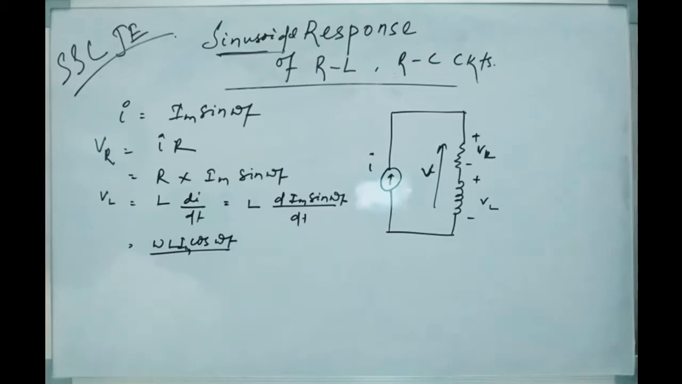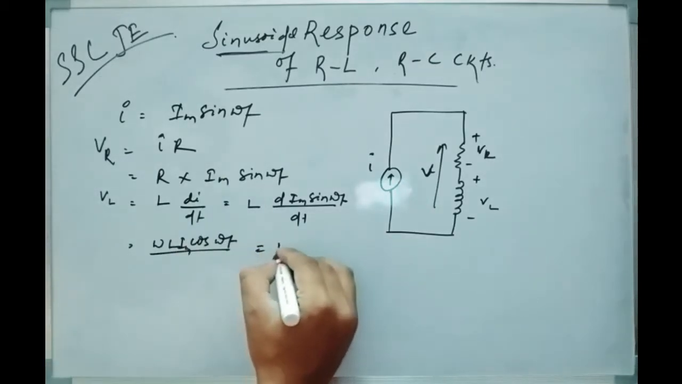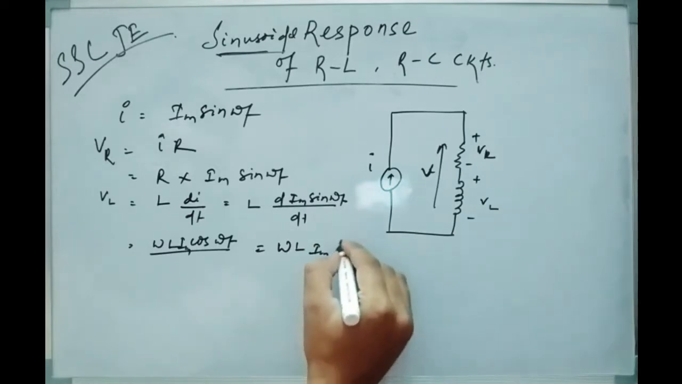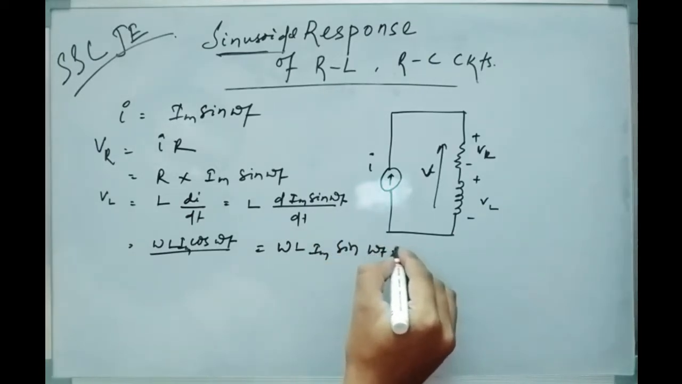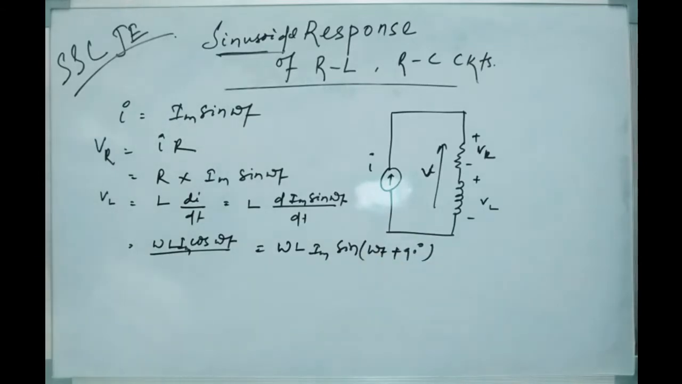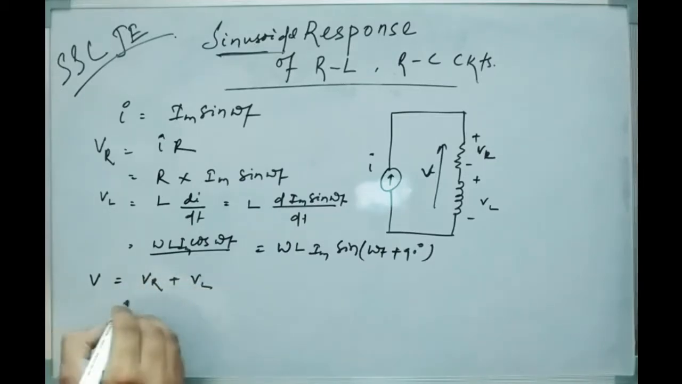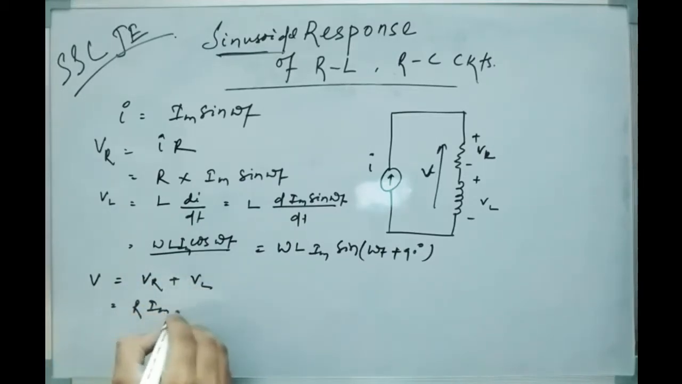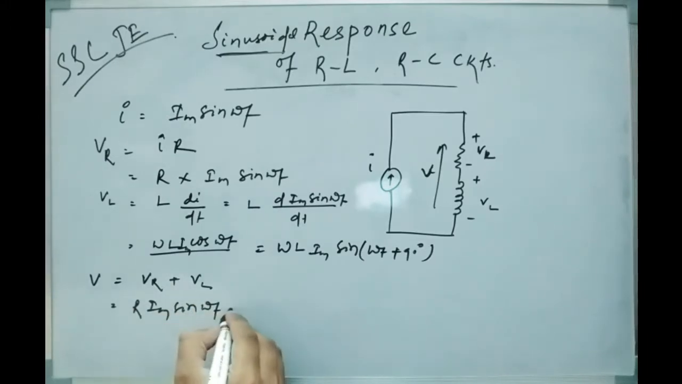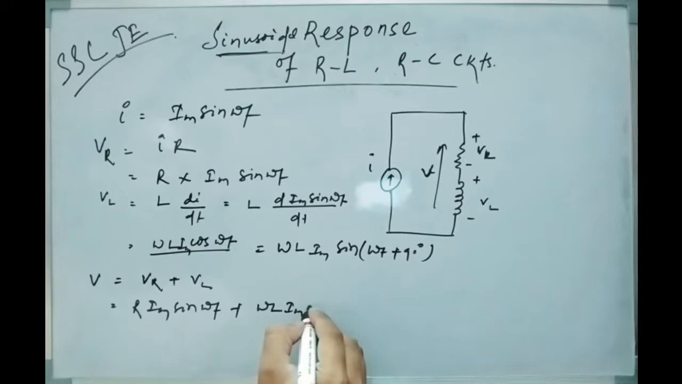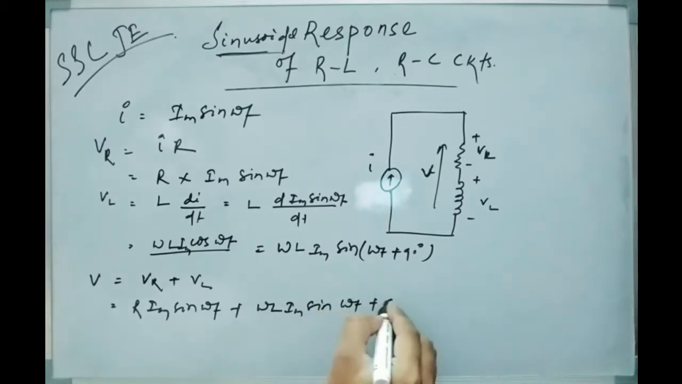This is the expression, and cos omega t can be written as sin(omega t plus 90 degrees), because in the case of an inductor, voltage leads current by 90 degrees. So how much is the total voltage here? V equals VR plus VL, that is R Im sin omega t plus omega L Im sin(omega t plus 90 degrees).